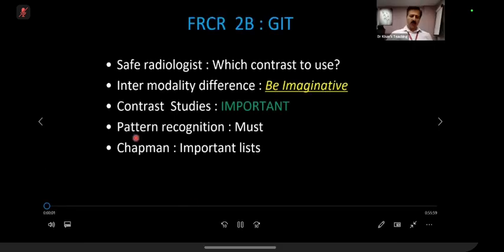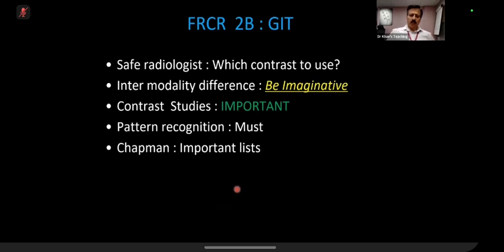Right. So we start with GIT. And number one point, very important for your exam, is that you should have clear-cut concepts about which contrast to use. There will be questions about it. And this is where they will judge if you are a safe radiologist or not. So it is very important for you to have these concepts.